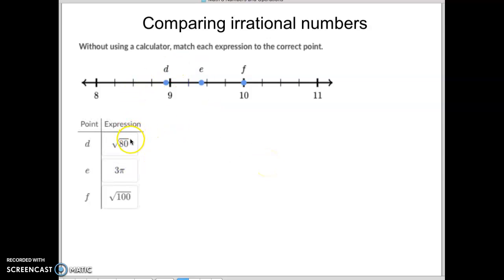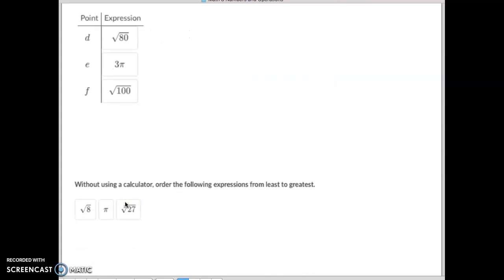D lines up with square root of 80, E lines up with 3 pi, and F lines up with the square root of 100. All right, let's do another one here.